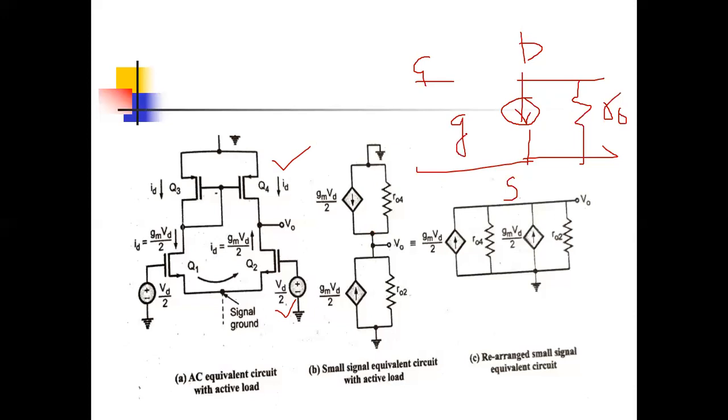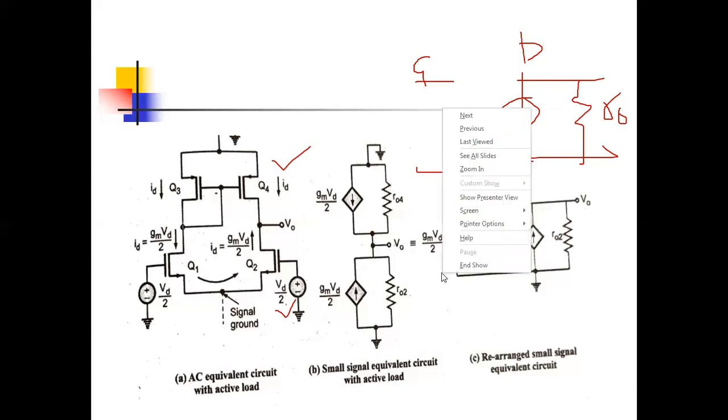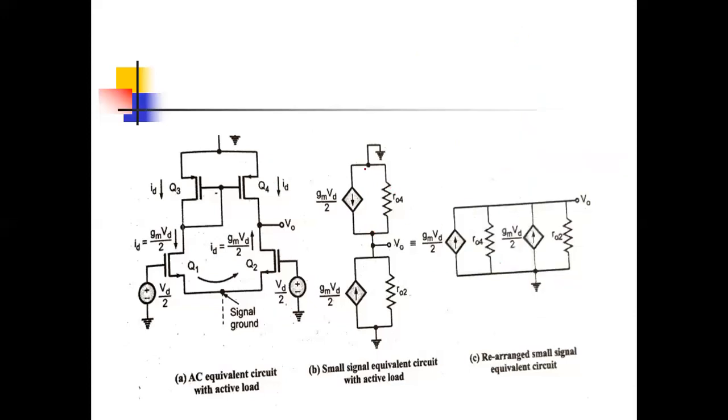Generally it is gm into vgs. And what is vgs in our case? In our case vgs is vd by 2. And the output resistance for Q4 will be ro4, for Q2 will be ro2. So in this way we have drawn the small signal model of the output stage. Now we will draw the combined circuit.